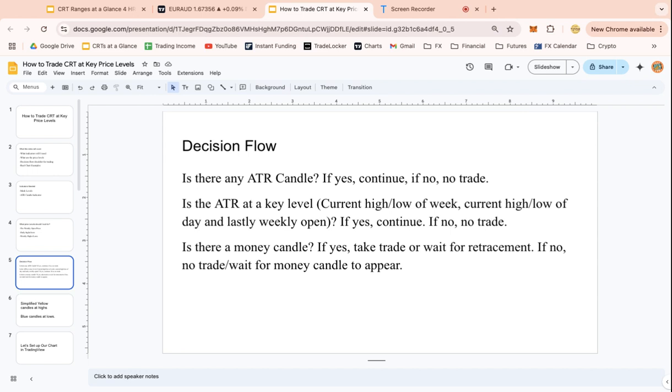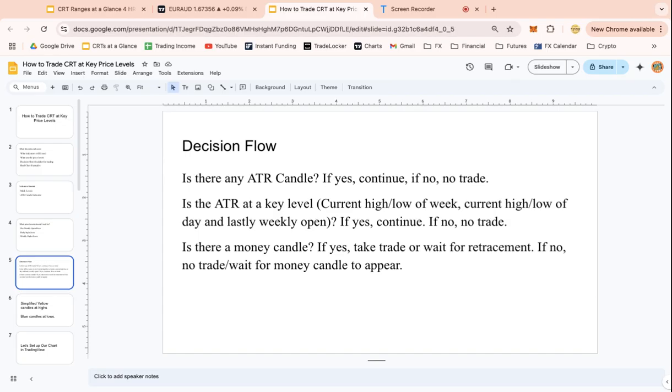Next, is the ATR candle at a key level? Current high or low of the week or day, and lastly, the weekly open price. And again, this will be shown to you using that indicator called mark levels. So if yes, you can continue. If no, there is no trade.